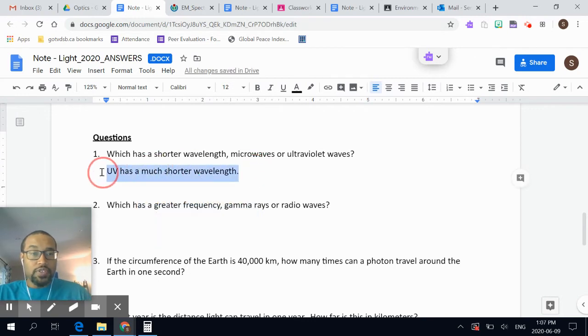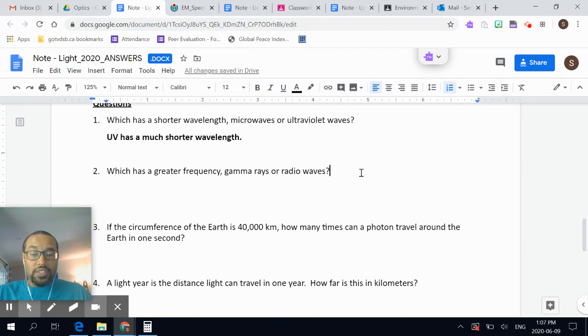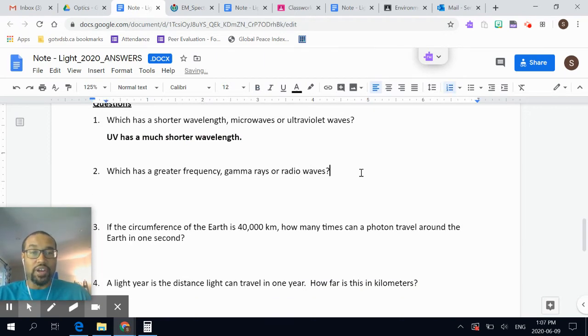Okay, there's the answer to that one. Let's bold it. Now let's look at the next question. Now we're talking about frequency. So which has the greater frequency? Is it going to be gamma rays or radio waves?